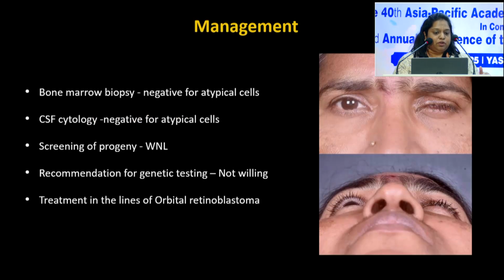This was followed up by bone marrow biopsy, which was negative for atypical cells, and CSF was also negative. Screening of progeny was normal, and the patient had been recommended for genetic testing, but the patient was not willing at that particular time, and the treatment was done along the lines of orbital retinoblastoma.